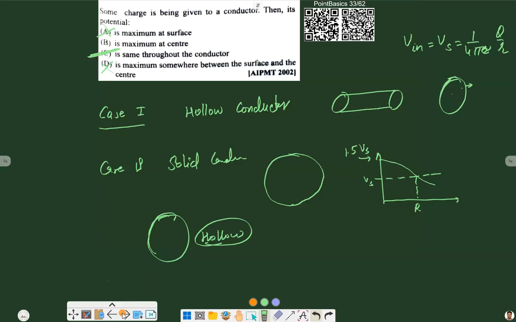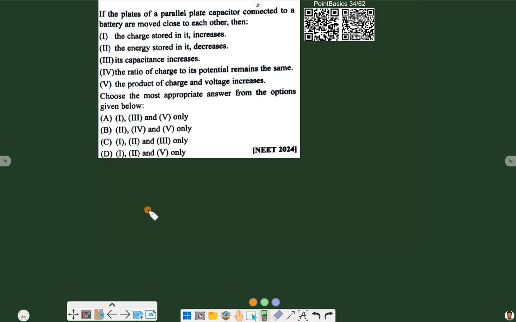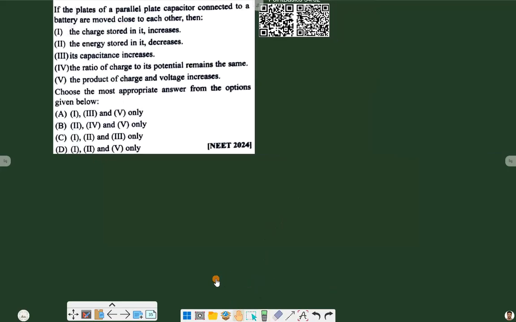Moving to the next question. If a parallel plate capacitor connected to a battery has its plates moved close to each other, then... so let's slide it slightly here.